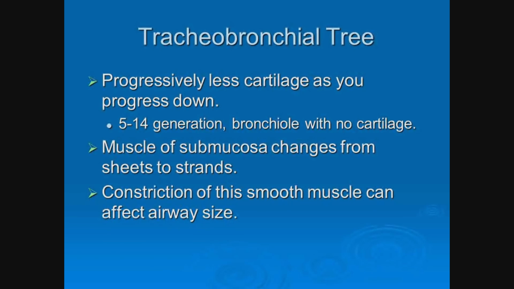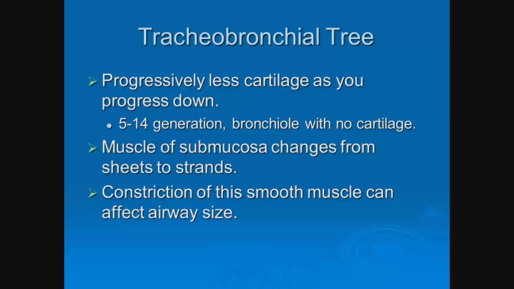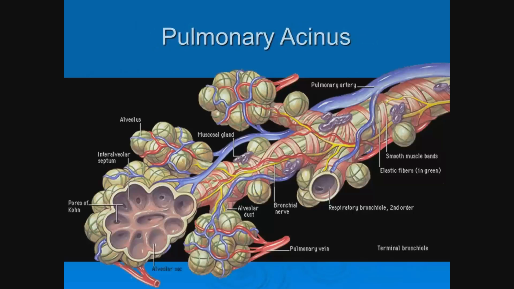And again, the muscle that is there in the submucosa changes in its physical structure. You can see here, as you go further and further down, the muscle itself turns more to bands as opposed to a solid piece of muscle. And a constriction of that smooth muscle will affect airway size. This is just showing the smooth muscle you can see that are there in the smaller airways.